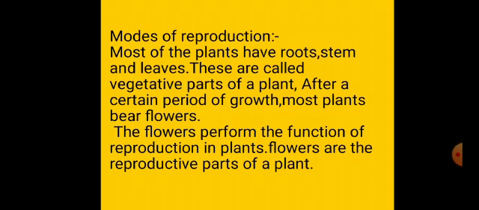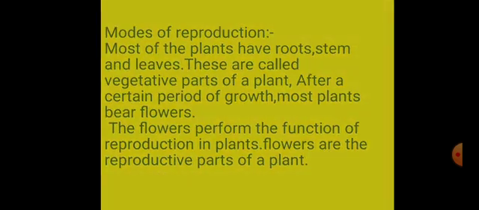Vegetative parts means roots, stem and leaves. After a certain period of growth, most plants bear flowers. The flowers perform the function of reproduction in plants. Flowers are the reproductive parts of a plant. So the plant has how many types of parts? There are two types of parts: one is vegetative parts and the second is reproductive parts. Flower is the reproductive part.